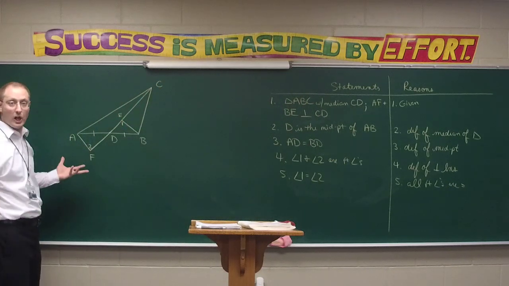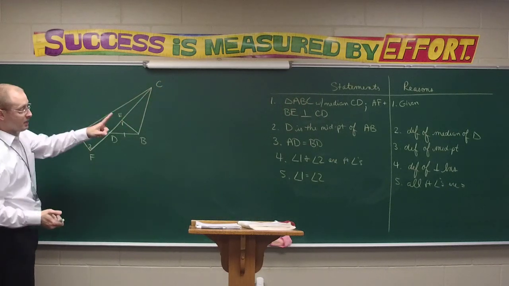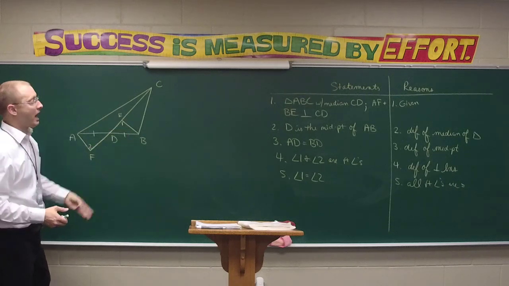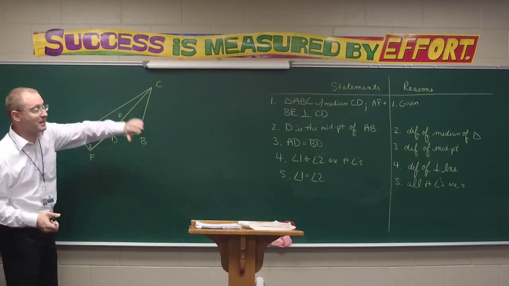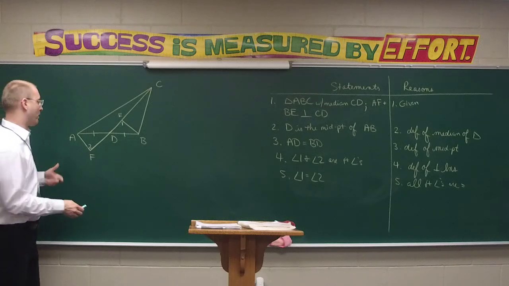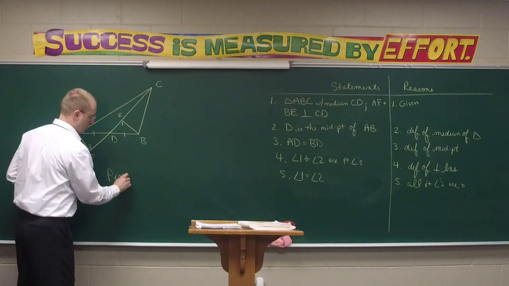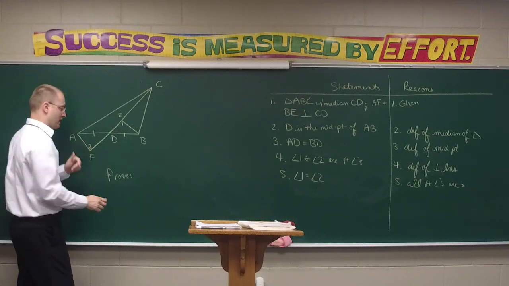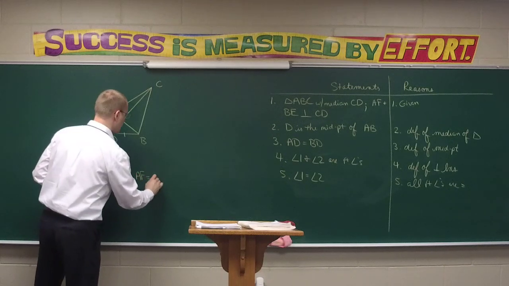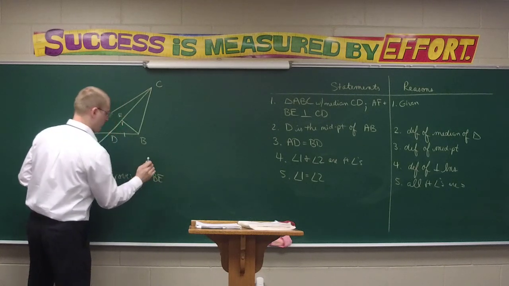I think that's about all the givens I've got, right? I have a median, which gives me a midpoint, which gives me equal segments. I've got perpendiculars, which give me right angles, which give me equal angles. Now let's think about what I'm trying to prove. I want to prove the perpendiculars are equal. AF is equal to BE.